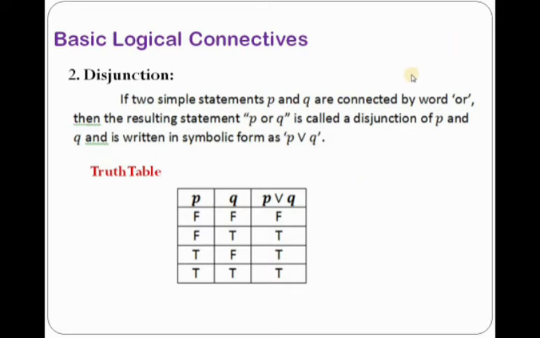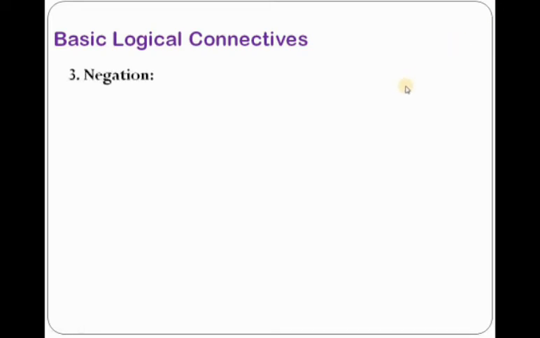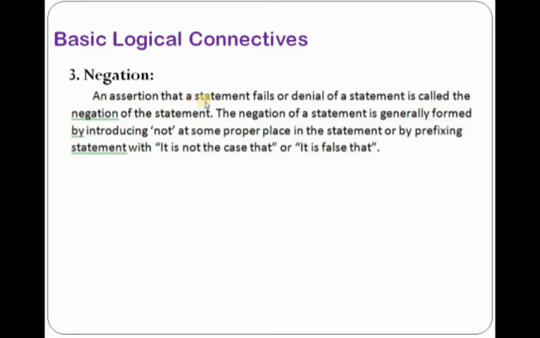The next logical connective is known as negation. Negation is just the opposite, you just need to put not here. In every statement you just need to put not. An assertion that a statement fails, or a denial of a statement, is called negation. Denial means just opposite, just put not. The negation of a statement is generally formed by introducing not at some proper place in the statement, or by prefixing the statement with "it is not the case that," or you can put "it is false that." You can use any of these, or in some proper place you can put not as well. This gives you the negation.